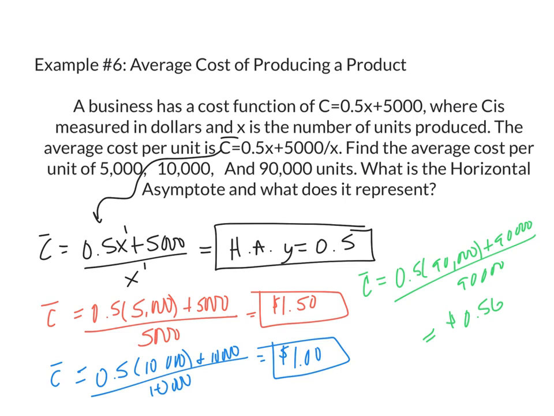In other words, as the units increase, the average cost decreases. And that makes sense because usually in the real world, the reason the cost decreases is because you can get bulk items for cheaper.